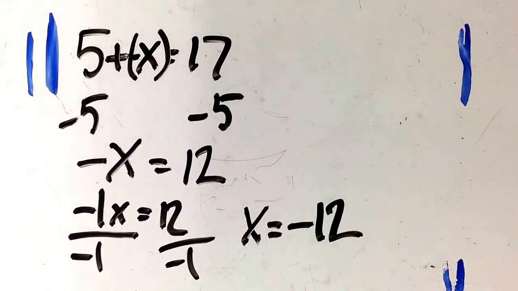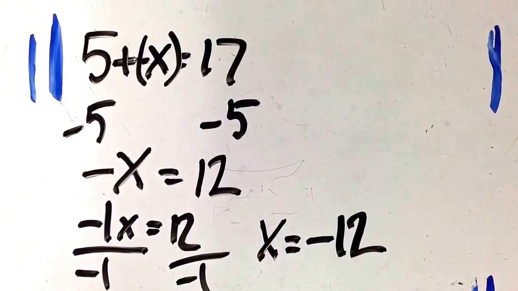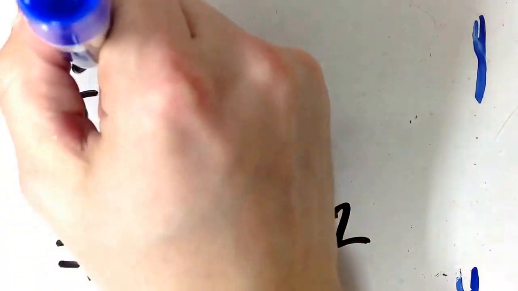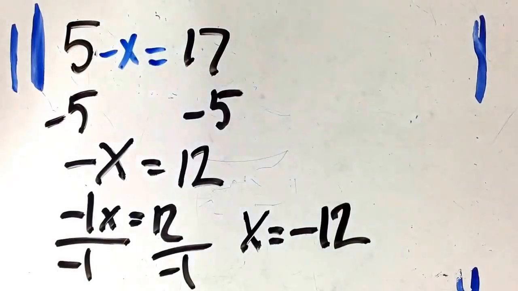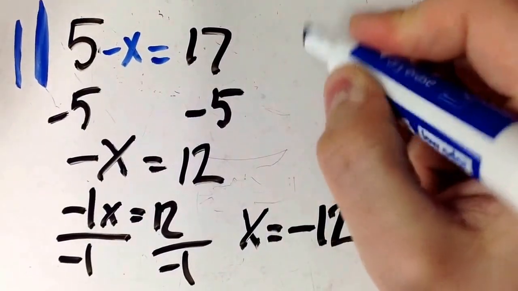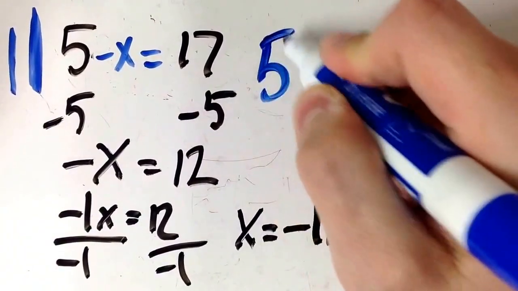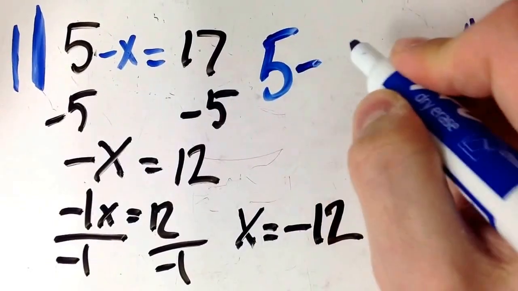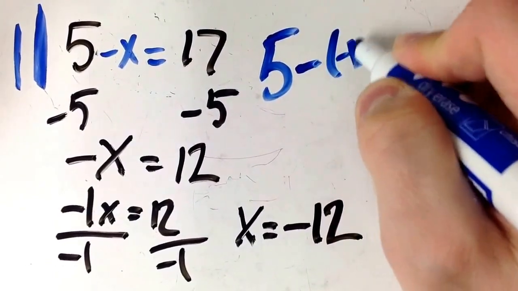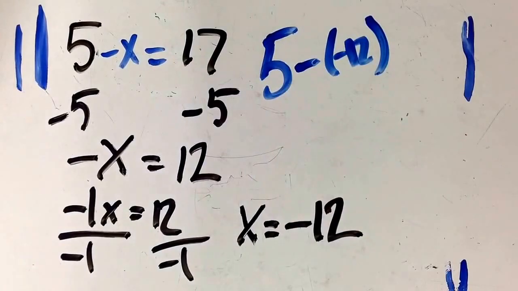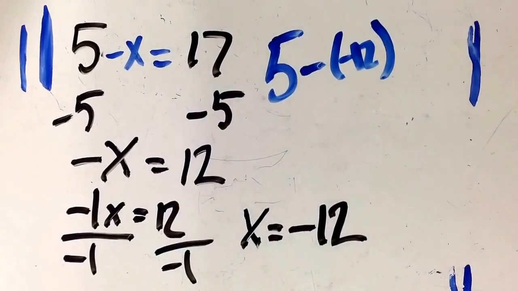Now, with the negative signs and my negative coefficient, things got a little crazy, and so what we can do is check our answer. We go back to the original problem, which, if you look back, was 5 minus x. So let me rewrite that so we can see it. It was 5 minus x equals 17. So what I can do is, again, plugging in my values, 5 minus a negative 12 should equal 17.